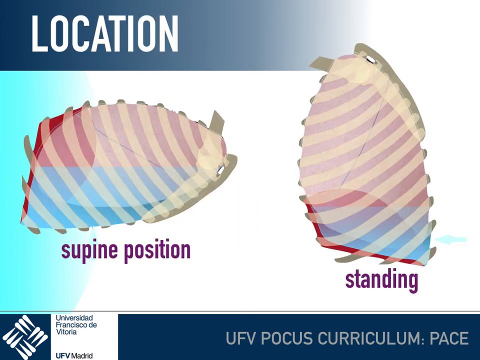This image shows us that the location of the pleural effusion is always in the same place, both in a supine position or standing in an upright position. The most dependent area of the pleural space is this posterior diaphragmatic recess.